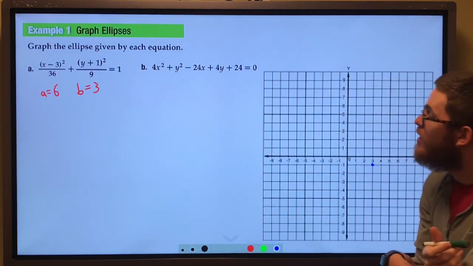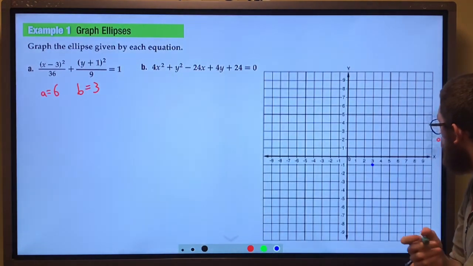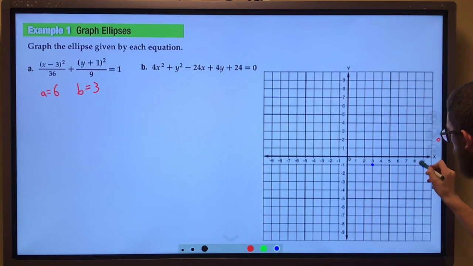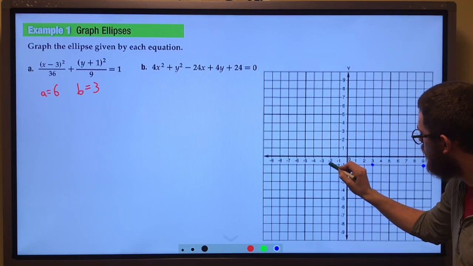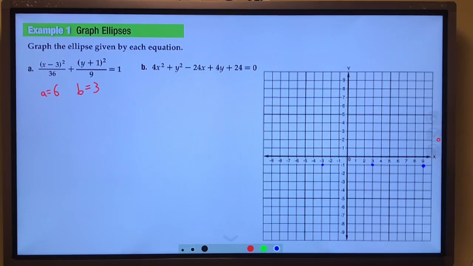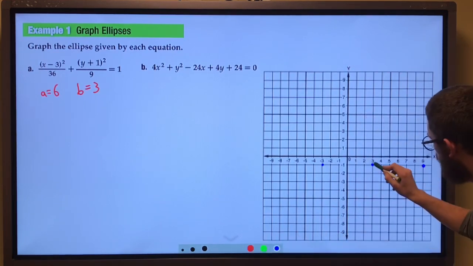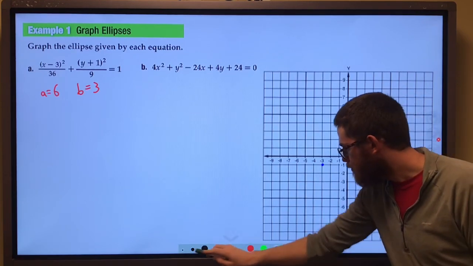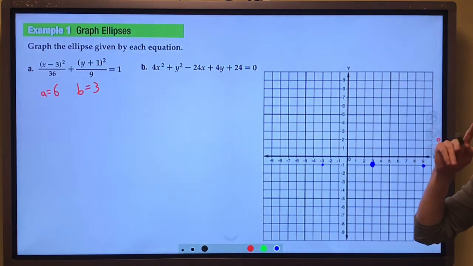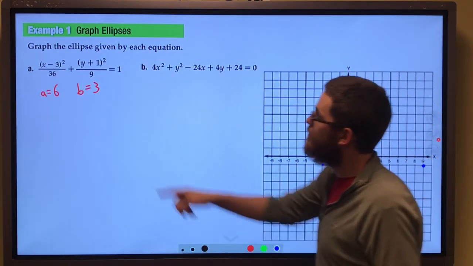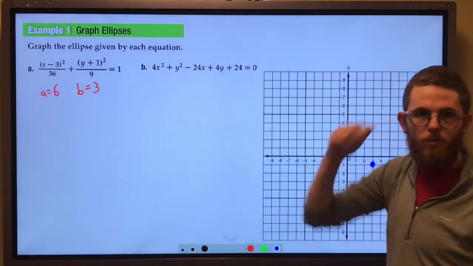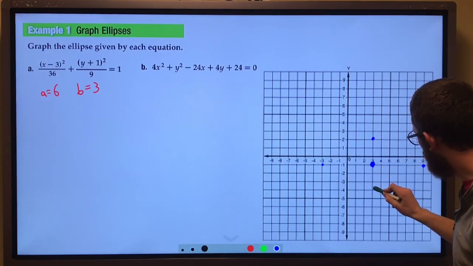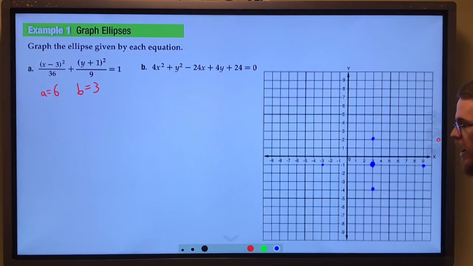And we know that A being 6 means we're going to go 6 units, 2, 3, 4, 5, to the right, and 6 units, 1, 2, 3, 4, 5, 6, 6 units to the left of our center point. I'll make our center point nice and big so we don't get confused there. Now, we also know B is affecting the Y values because it's underneath the term with Y. So we're going to add 3 and subtract 3 from our center point.